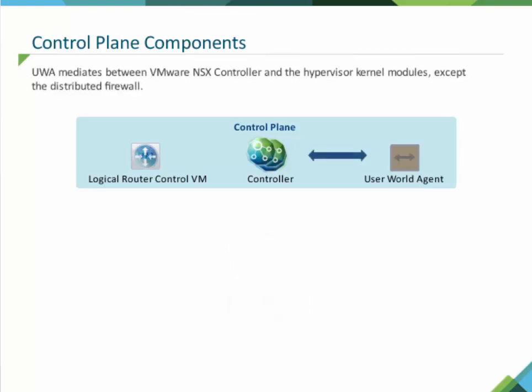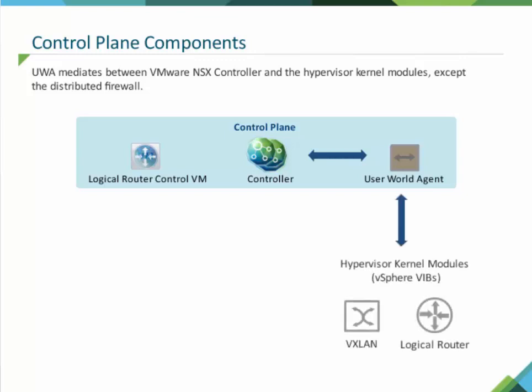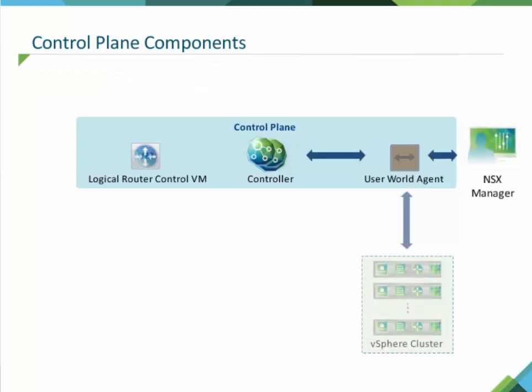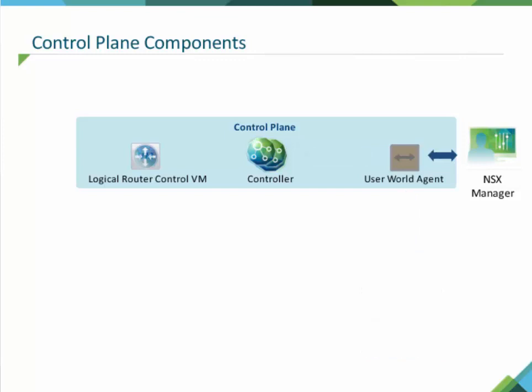UWA mediates between VMware NSX controller and the hypervisor kernel modules, except the distributed firewall. Communication between NSX Manager or VMware NSX controller and the ESXi host happens through the UWA. The UWA retrieves information from NSX Manager through the message bus agent.